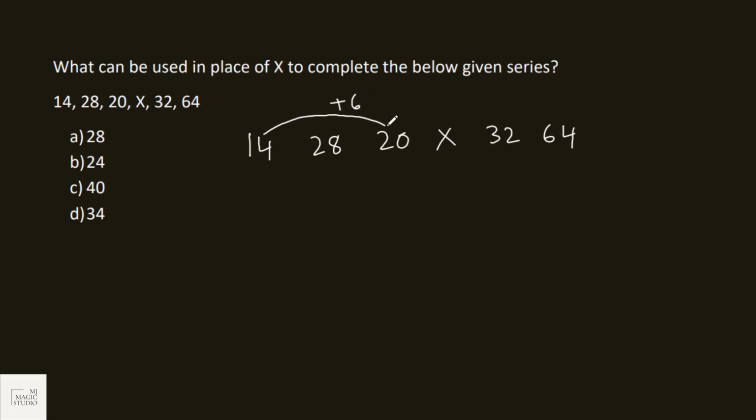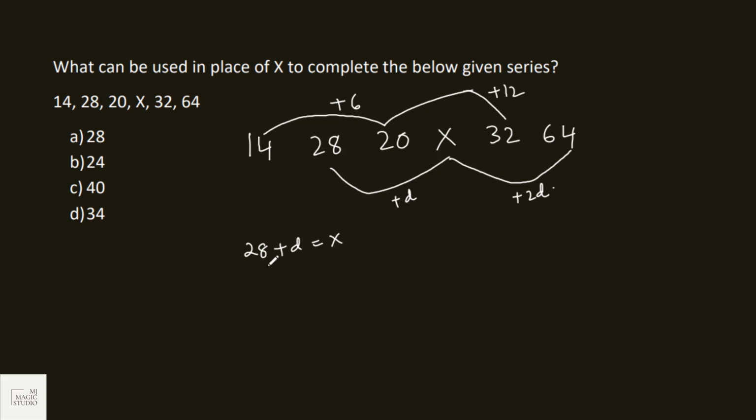14 to 20 is plus 6. 20 to 32 is plus 12. That means if this is plus 6, this is doubling up. Let's see, 28 to something, and then something to 64. Here we should also have some doubling. If I add plus d, it should be plus 2d. That means 28 plus d is x and x plus 2d is 64. We can find the value of x.